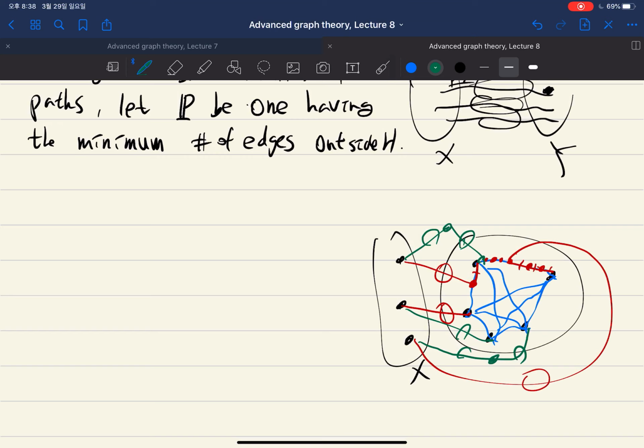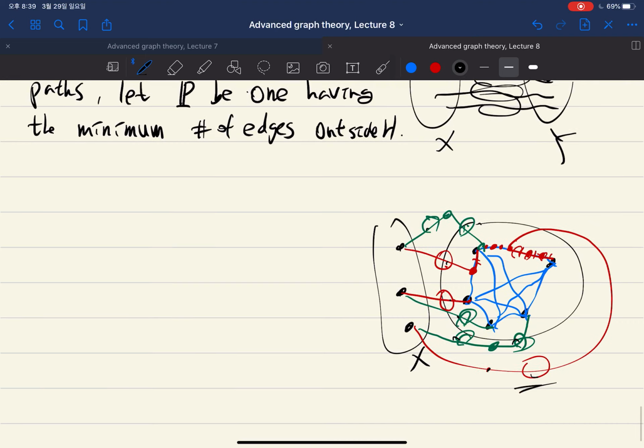So the number of edges in the red collection is 1, 2, 3, 4, 5, 6, 7. And here the green one is 1, 2, 3, 4, 5. So the number of edges used is smaller in the green one. But if we only count the number of edges outside of H, then the red paths use just 1, 2, 3, while the green one uses 4 and 5. So we choose this red collection.